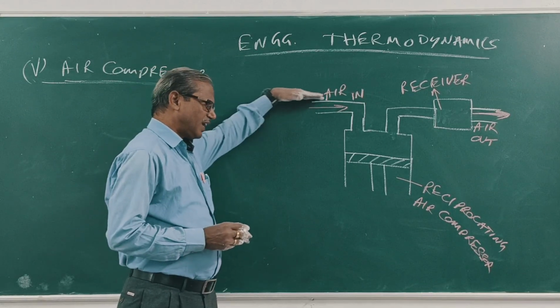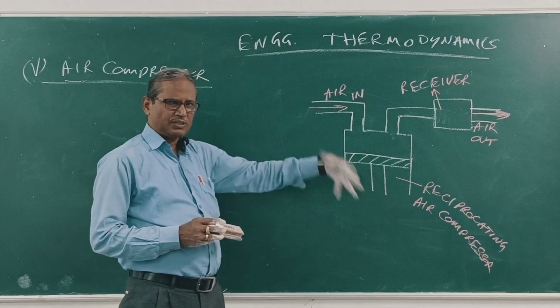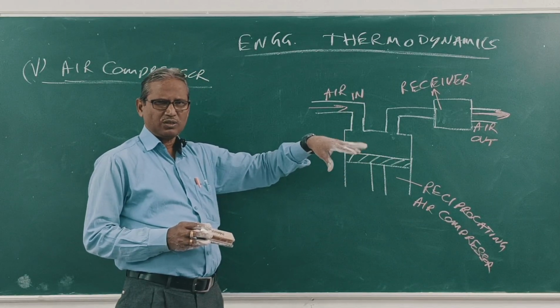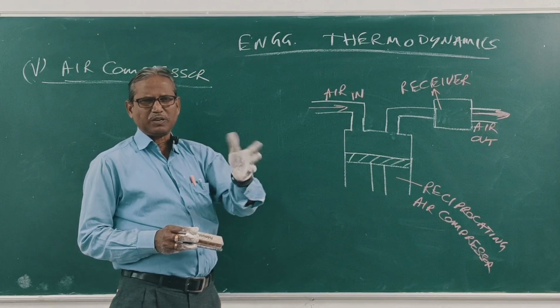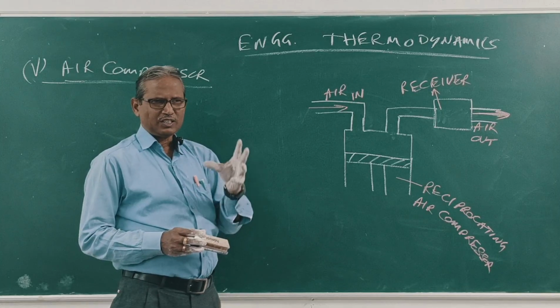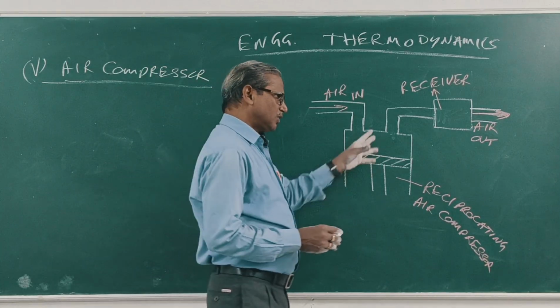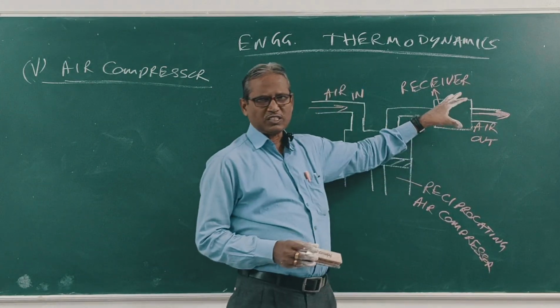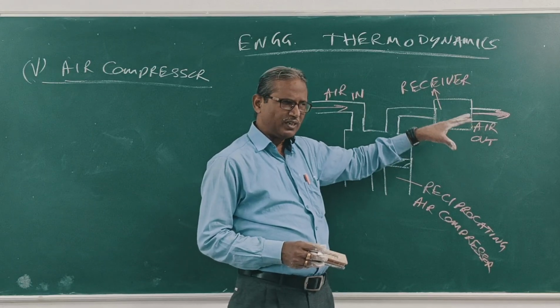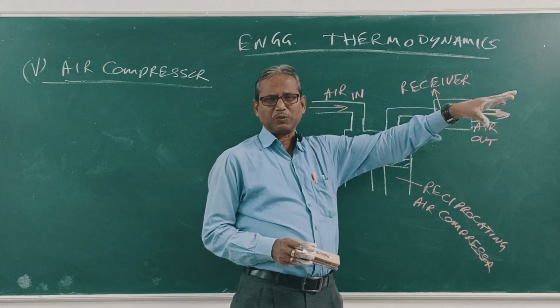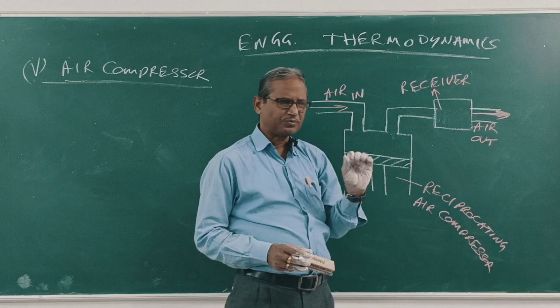Clear? Air enters the compressor, then the compression process takes place, the air is compressed and the pressure rises. This compressed air comes to a receiver which receives the compressed air, then it supplies it as per our requirement. Clear?